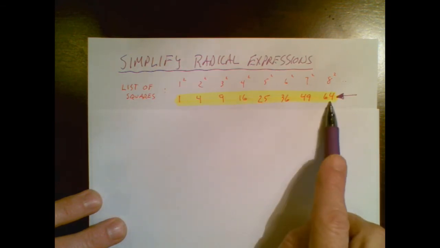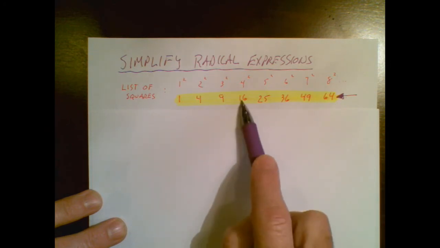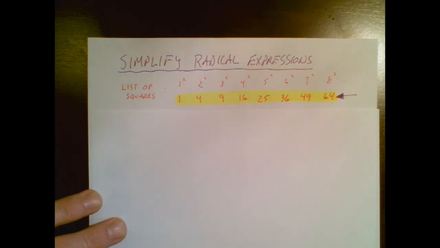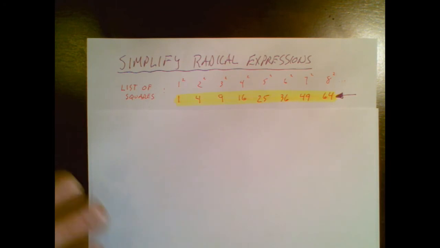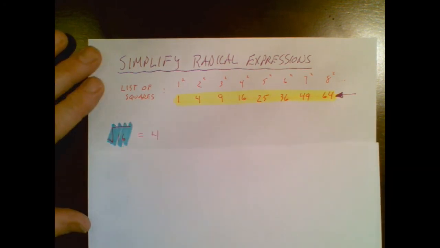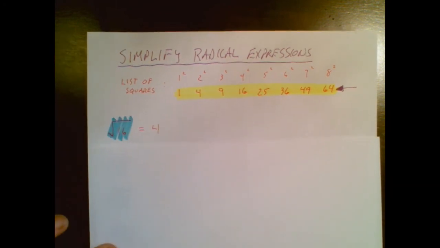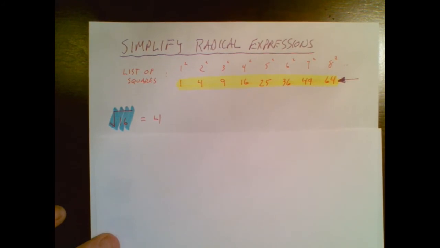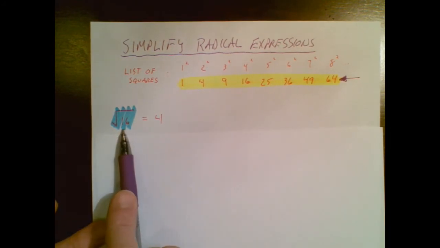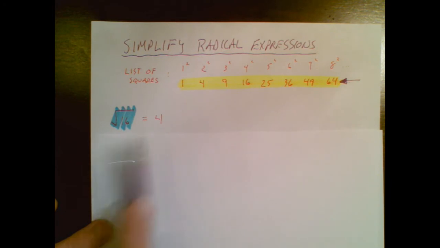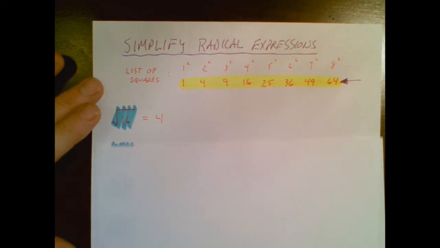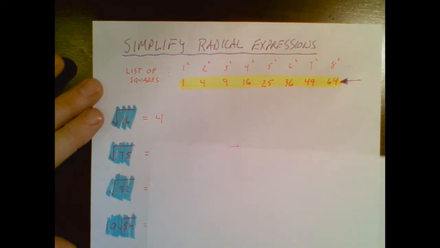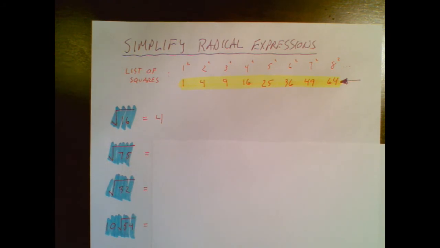Square root of 64, it's 8. Square root of 16, it's 4. So you'll see how we use this as we go through examples. And I've highlighted the original problem in blue and then written the answer. Like I said before, if you had square root of 16, no big deal, it's 4. But what would you do with the square root of 75?